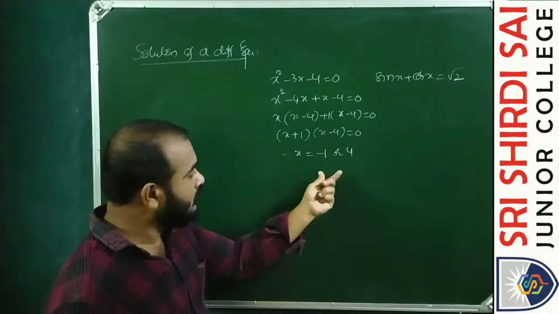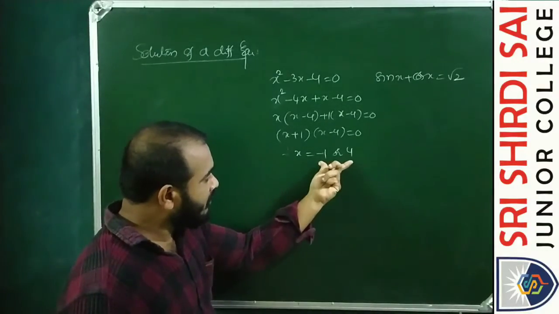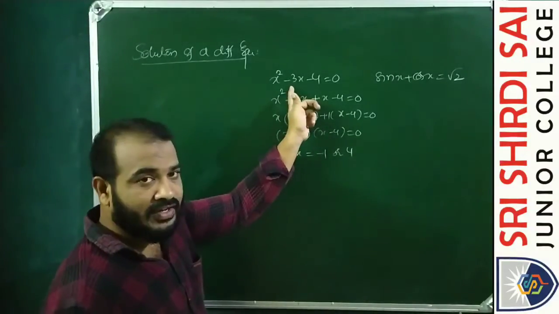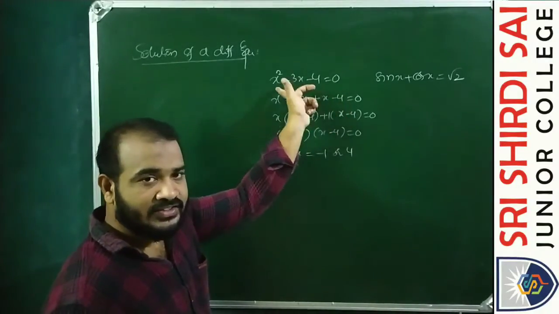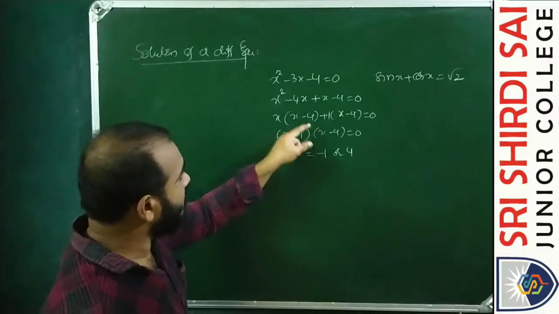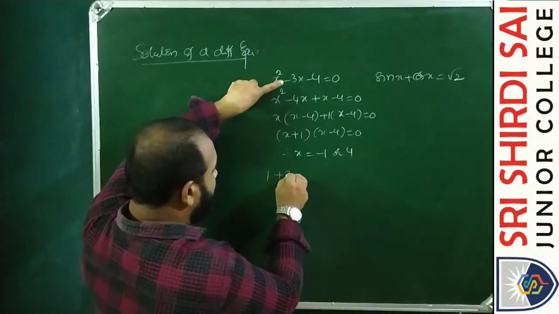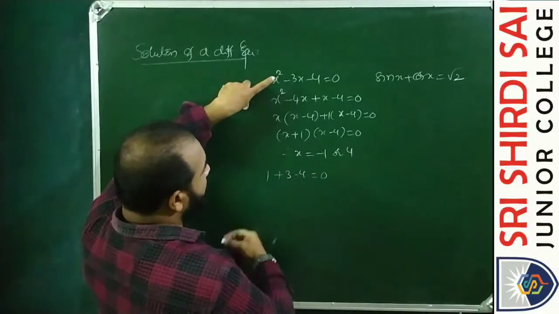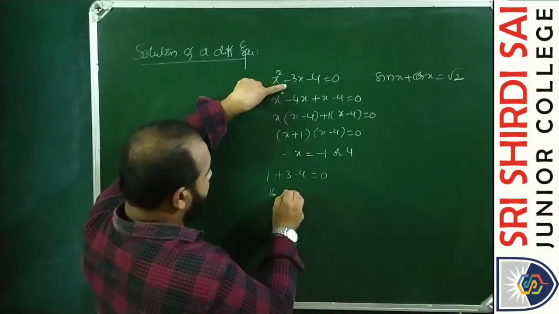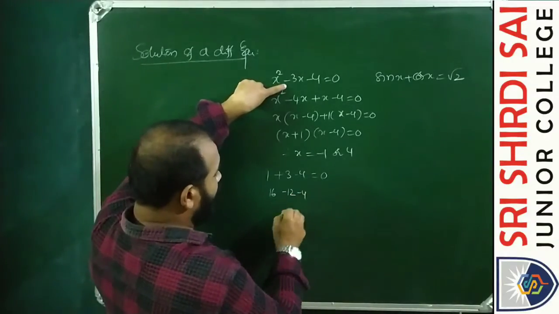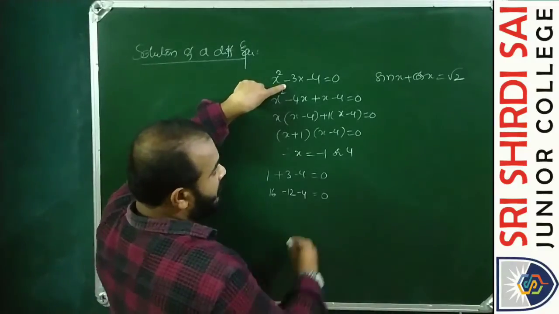Why? Because when we substitute these numbers back in the given equation, this will satisfy. LHS equals RHS. So for example, minus 1, if you substitute here, 1 plus 3 minus 4 equals 0. So 4 when we substitute back in this, 4 square 16, minus 3 fours are 12, minus 4. So 16 minus 16 equals 0.